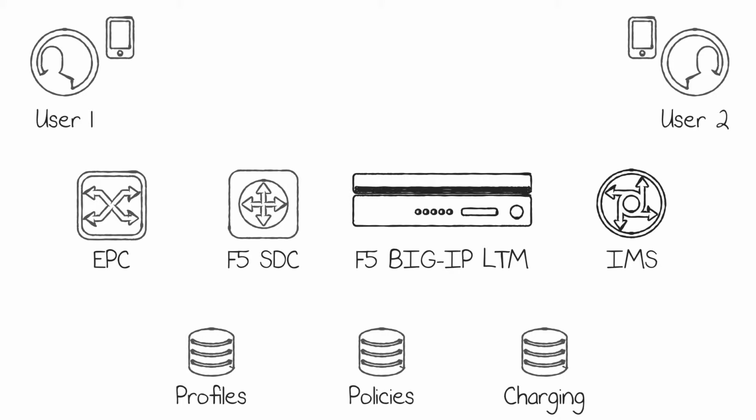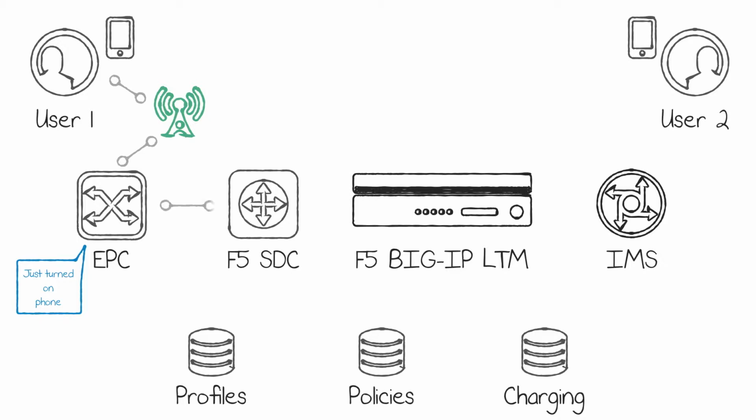Okay, user 1 is remote and turns on their phone, and the cell towers send a message to the Evolved Packet Core saying, user 1 just turned on their phone, what kind of stuff can they do? Are they a good guy or a bad guy? The EPC is going to send a diameter message over the F5 SDC and ask the same thing, are they a good guy or a bad guy, and what are their policies?